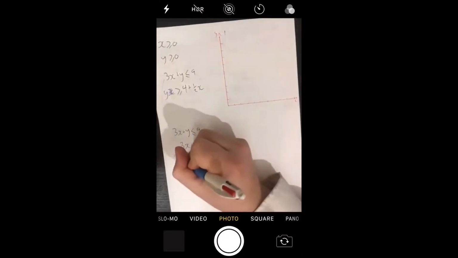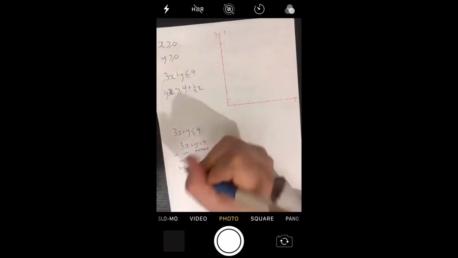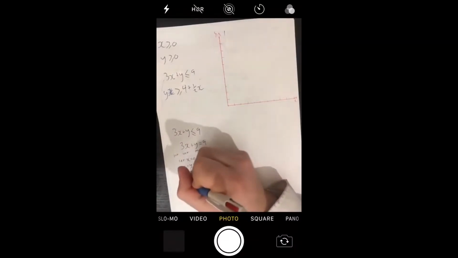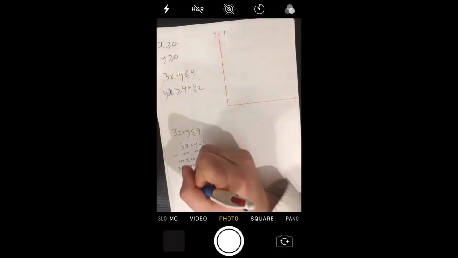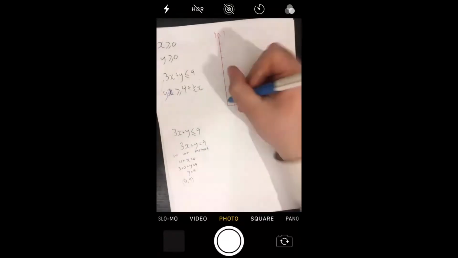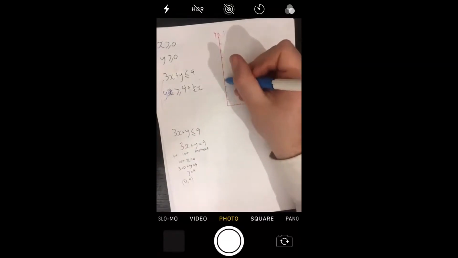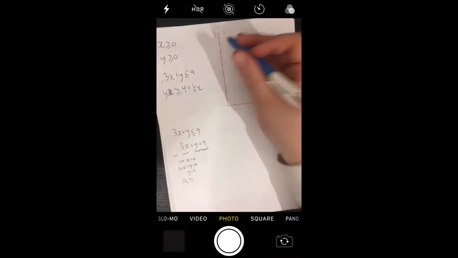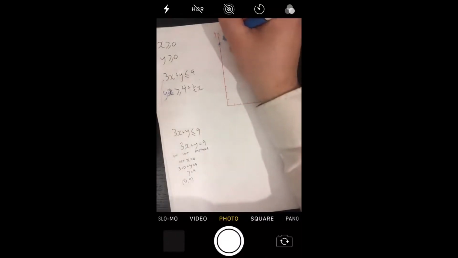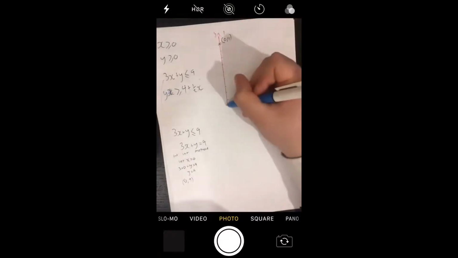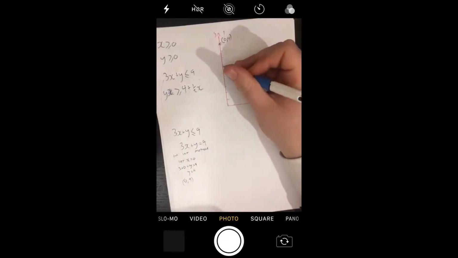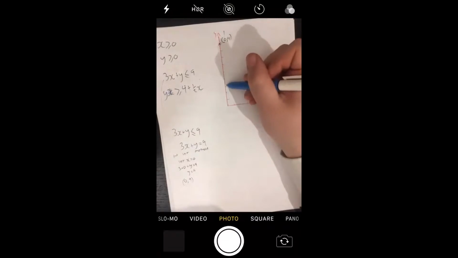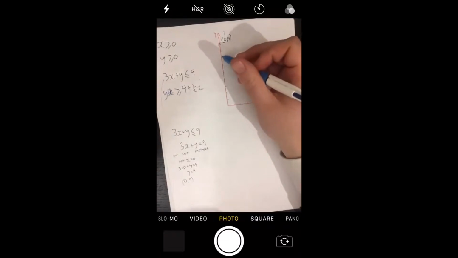So we let x equals 0. That's going to give us 3 times 0 plus y equals 9, or y equals 9. So that gives us 0, 9. That happens to be our y-intercept, because it's 0 on the x and 9 on the y. So 1, 2, 3, 4, 5, 6, 7, 8, 9.